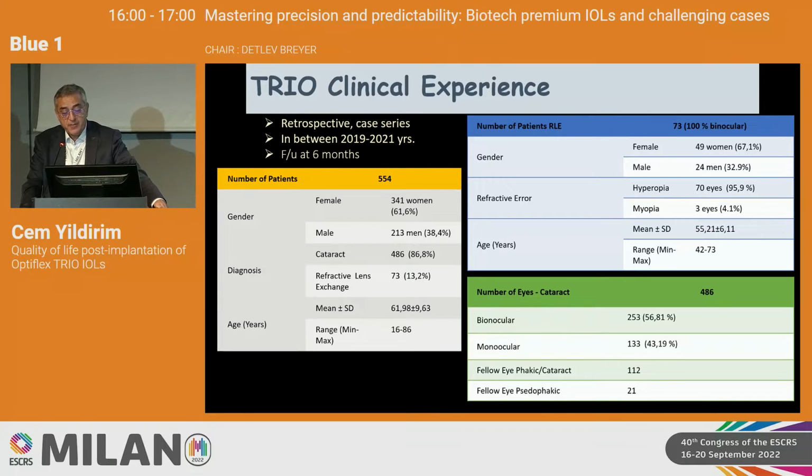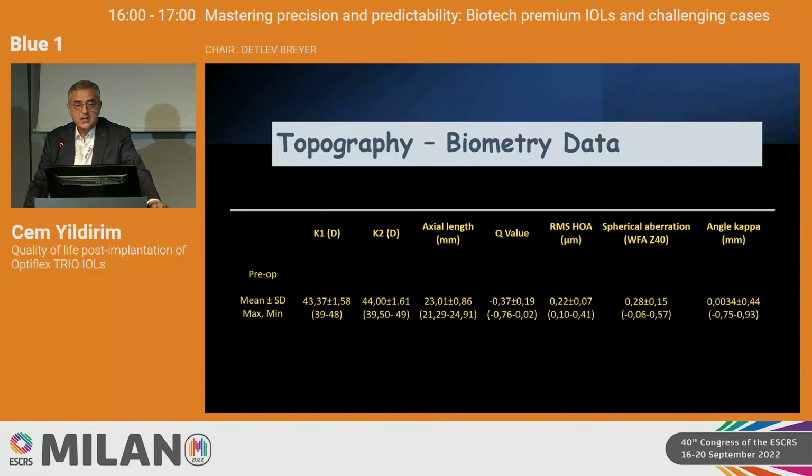And for the cataract patients, there is a strange issue that this trifocal lens can be accepted by the patients when implanted monocularly. It is very important for trifocal patients that you have good topography and biometric data. If your K readings are in the 40s or below 40, you can have surprising refractive results. Or if you have long or short axial lengths, you can have surprising results, and our results are in normal range.